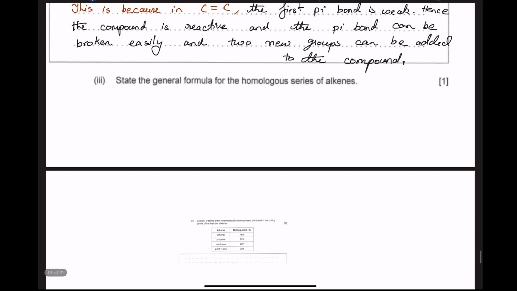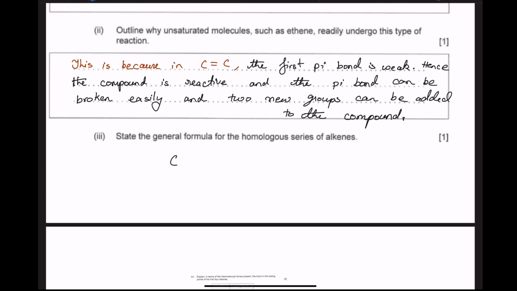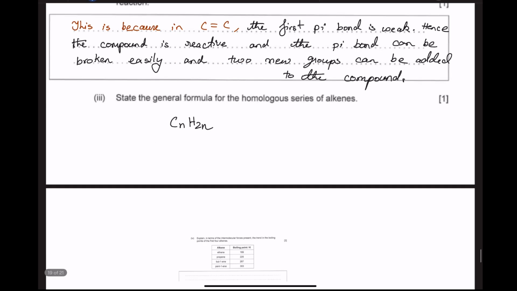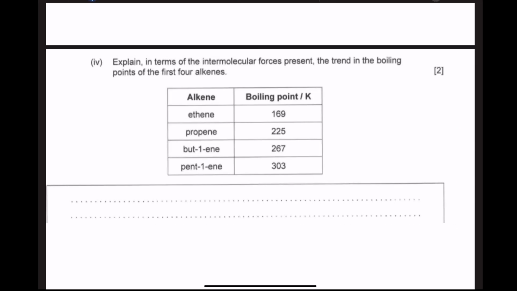Next, we have to state the general formula for alkene. Alkene is CnH2n. Now explain in terms of intermolecular forces present, the trends present in the first four alkenes. If you see, the boiling point increases down the group. As the boiling point increases down the group, we are sure that the intermolecular forces become stronger. So the logic will be written like this.